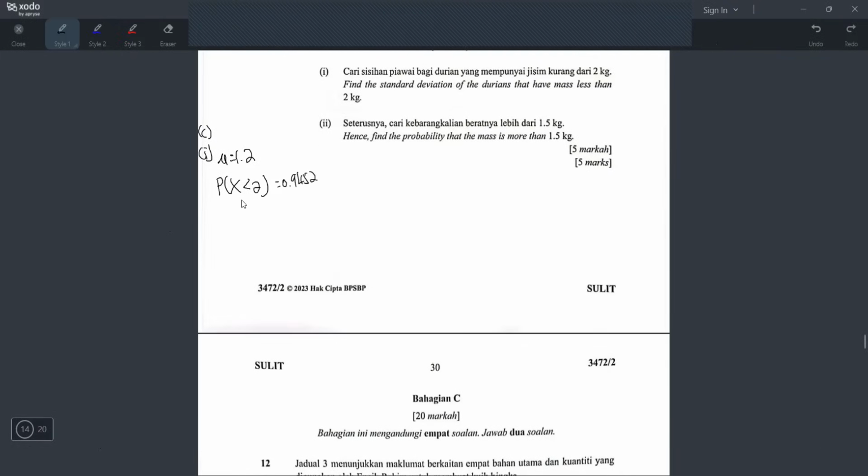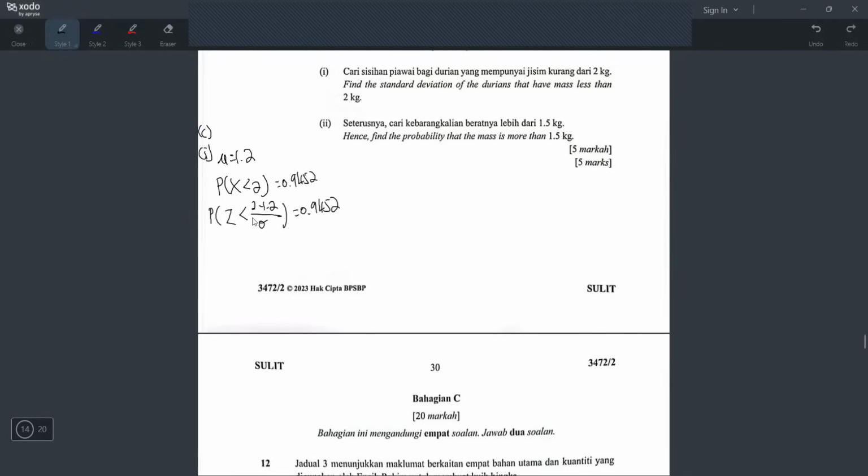But whenever you look at the table, you have to make sure it's Z value. So that's why the X here has to change to Z. I think yes, right? So it means that I have to change to Z value, and the formula is 2 minus mean divide standard deviation. But the standard deviation I don't have, right? That's why they want me to find it. And then equals to 0.9452, right?